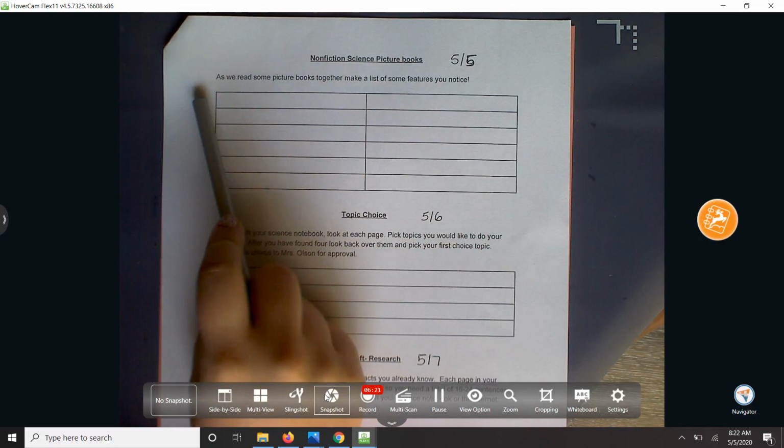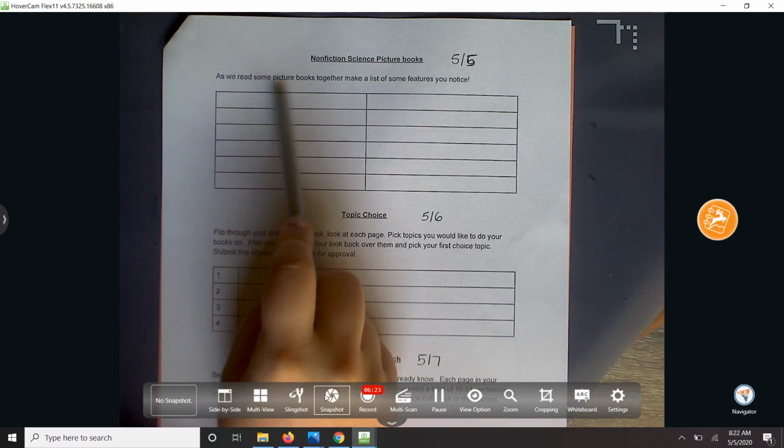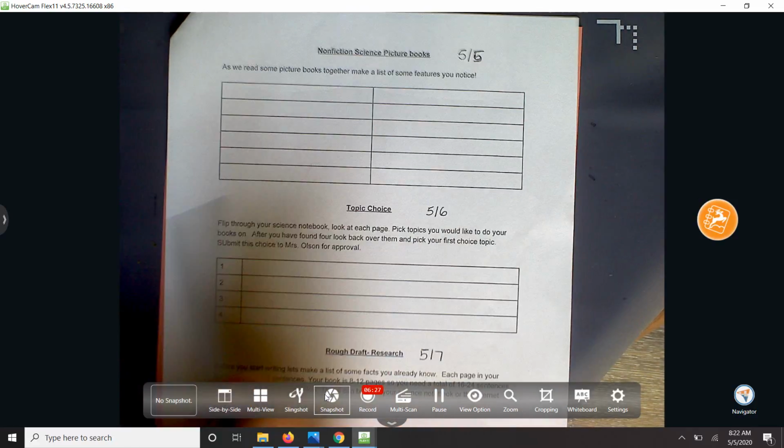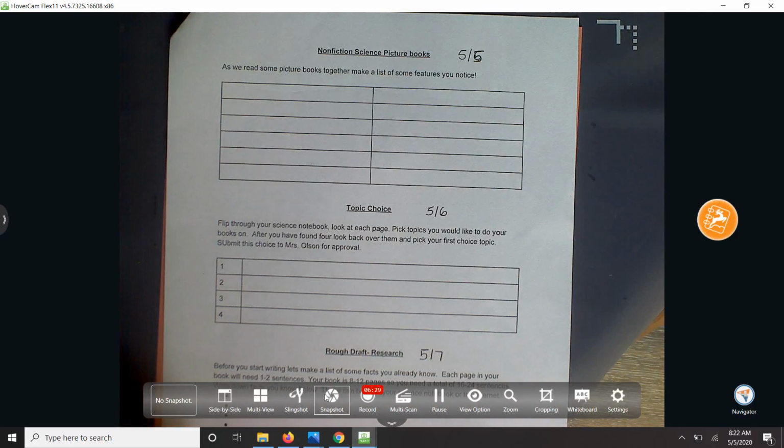It says, as you read picture books, I'm going to read some to you in a moment, we're going to make a list of some features you notice. Okay. So features are like characteristics of a book. So you could say a feature of Mrs. Olson is that she has brown hair. She's an adult. She's the teacher. Okay, those are some features.